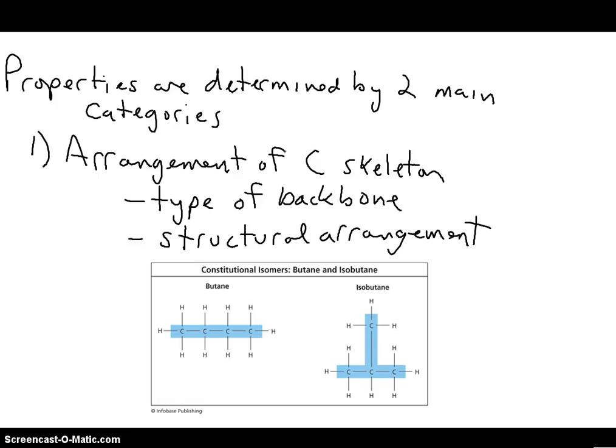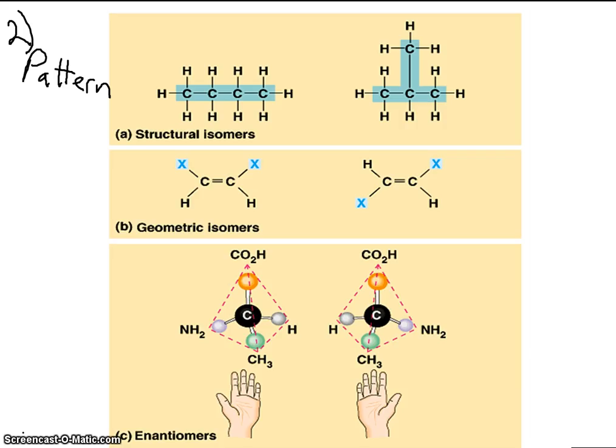So the properties of carbon compounds and macromolecules are determined by 2 main categories. The first is the arrangements of the carbon skeleton. So what's the type of backbone? What's the structural arrangement? So we said before, we can have linear, we can have branched, and I don't have a picture right here, but we can also have cyclic or circular ones, like benzene, and we could have double bonds in there as well. So the structural arrangement is huge for carbon compounds.